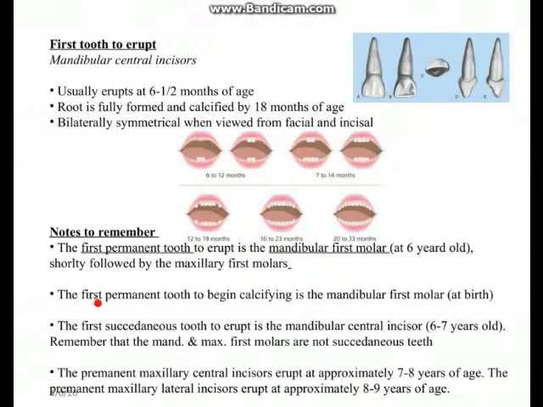It's just easier to remember. The first permanent tooth to begin calcifying is the mandibular first molar. It happens at birth. Well, that makes sense, right?